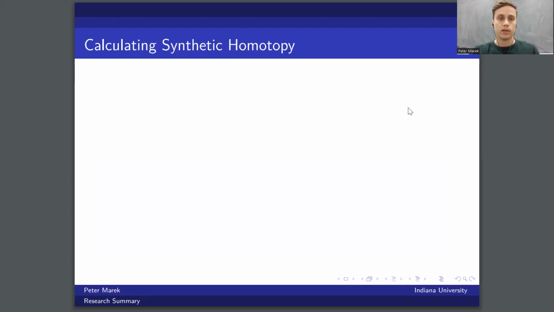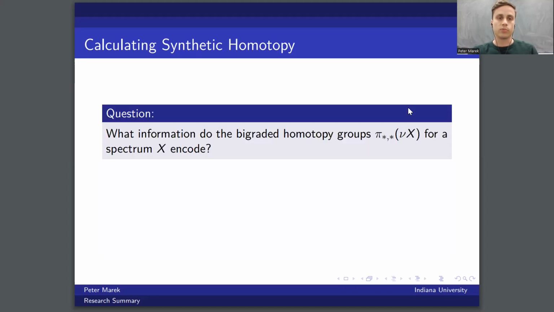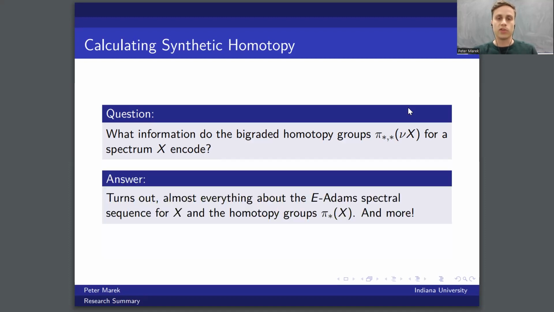Okay, and then I want to briefly talk about how you can do calculations in the synthetic world. So maybe an important question to ask is, well, what sort of information do the bigraded homotopy groups of nu of X for a spectrum X encode? And the answer to this turns out to be pretty much everything about the E Adams spectral sequence for your spectrum X and the homotopy groups pi star of X themselves, and more information.